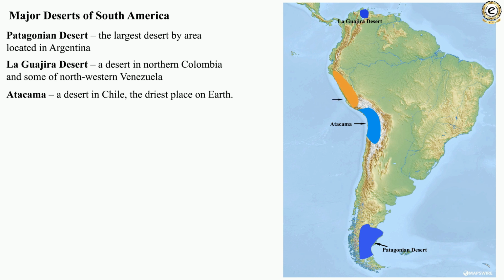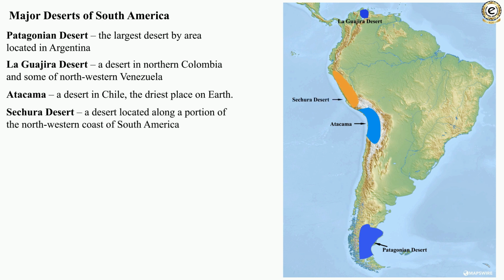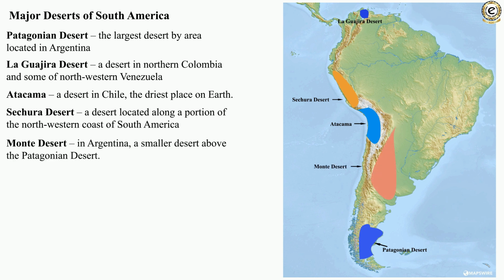Next one is Sechura Desert, a desert located along a portion of the northwestern coast of South America. And Monte Desert. It is in Argentina, a smaller desert above the Patagonian Desert.